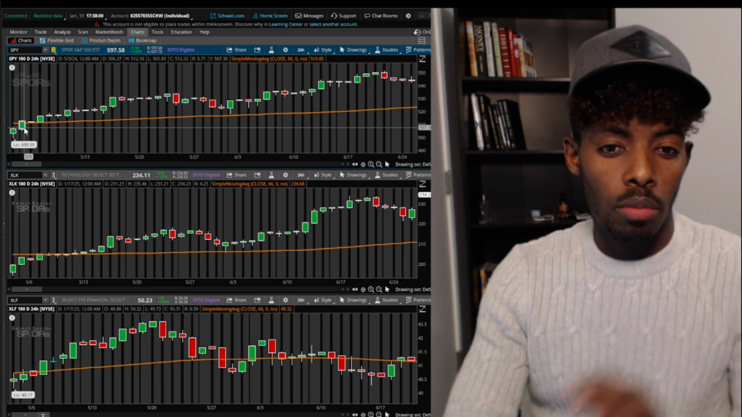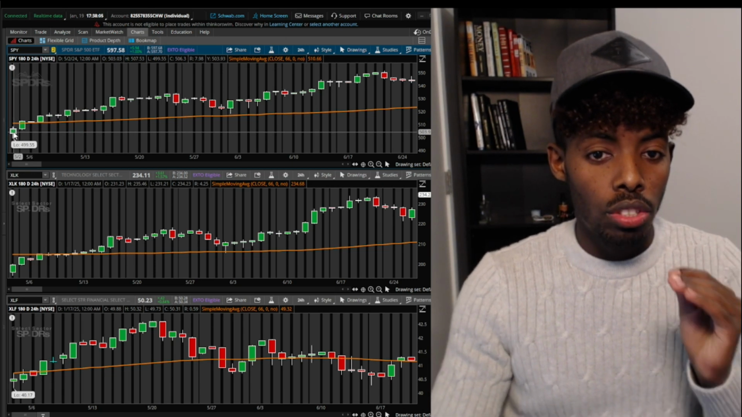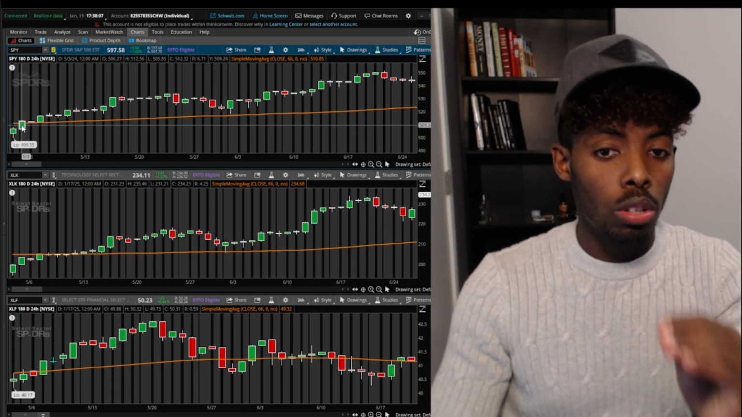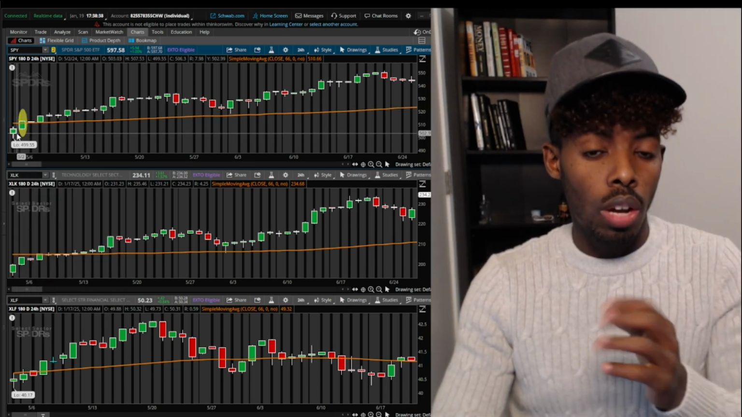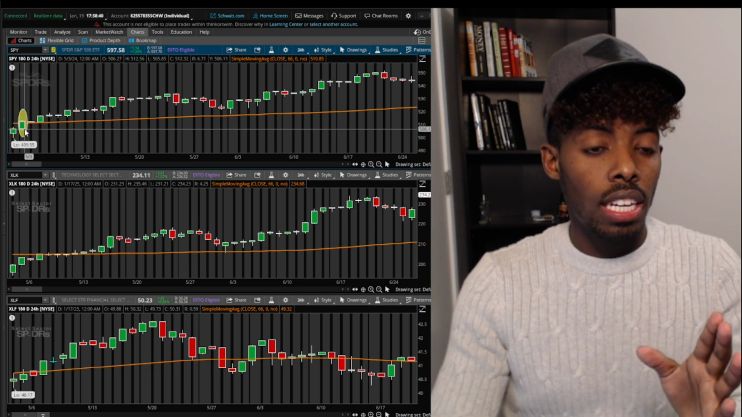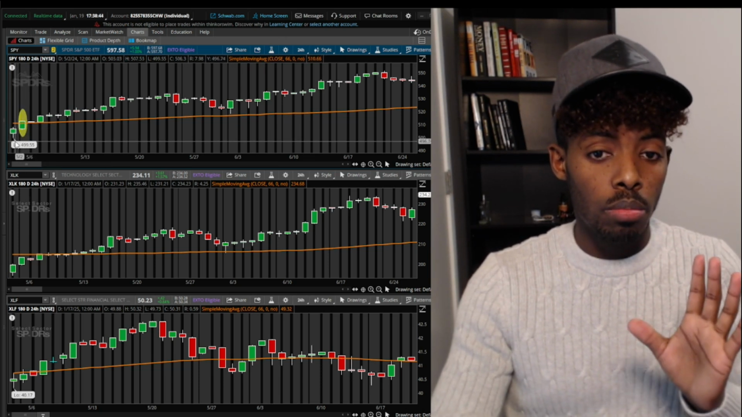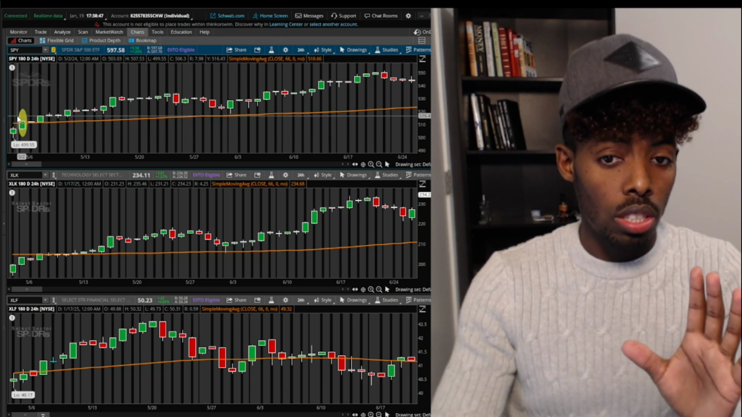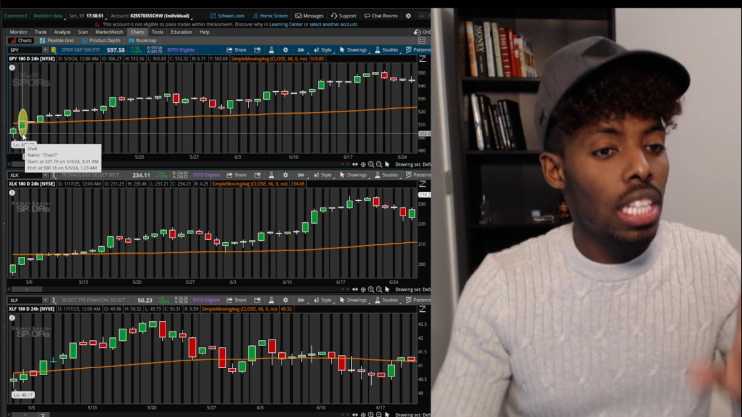Cool. We have right here our first trade. SPY was trading underneath and has now closed above, so we're going to highlight this real quick. On this day, a change of direction occurred. When SPY goes from trading in one direction to now closing over the other direction, that's going to be your signal day.